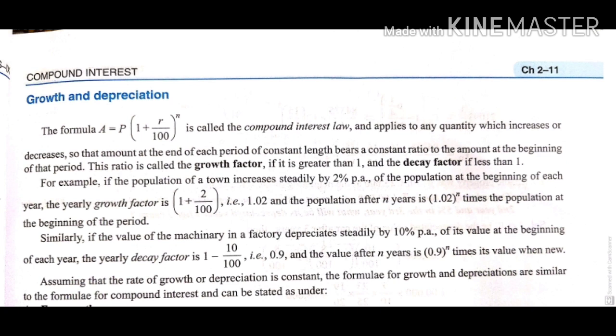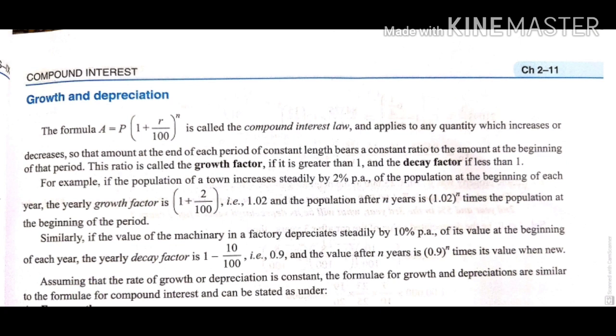So now if after 2 years the rate is given as 2% in an increasing way, so the population, we talk about population, is always increasing, and if it is increasing steadily at 2% per annum, then the growth factor is 1 plus 2 by 100. It means it is increasing. And after n years or some period of time, it will be (1 plus 2 by 100) power n. It means it is increasing more.